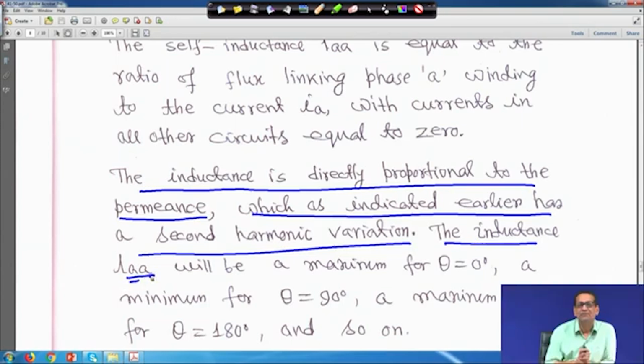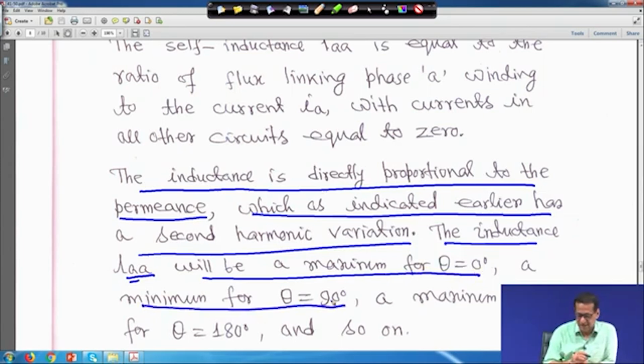L_AA, L_BB, L_CC are the self inductances of phase A, phase B, and phase C, and will be a maximum at theta equal to 0 degree, a minimum at theta equal to 90 degree, and again a maximum at theta equal to 180 degree, and so on.